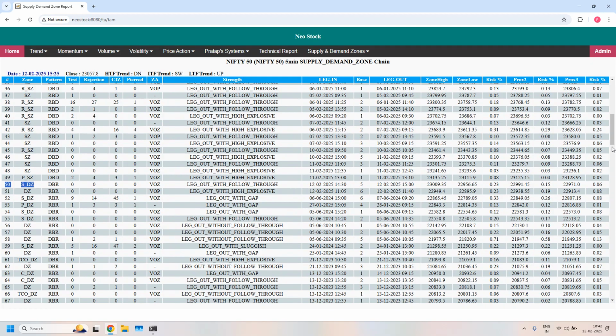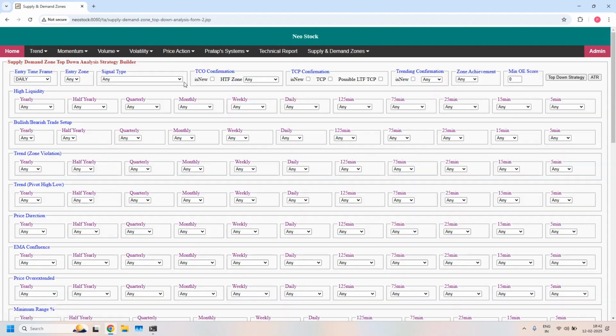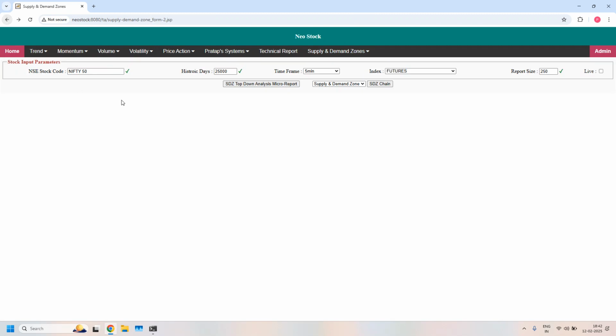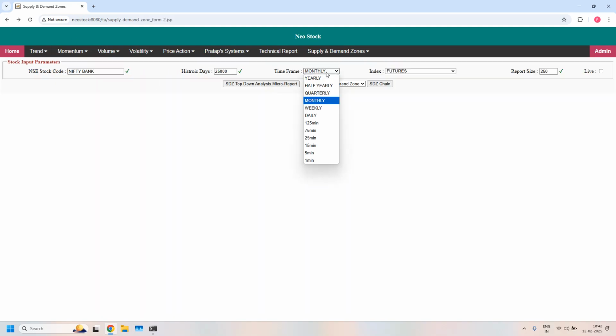So this is about Nifty supply demand zone chain. Next, I am generating Bank Nifty supply demand zone chain. That is nothing but Nifty Bank. Okay, monthly supply demand zone chain for Bank Nifty. Next, weekly supply demand zone chain for Bank Nifty.